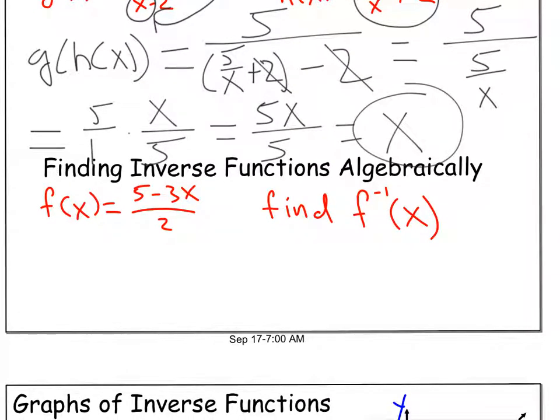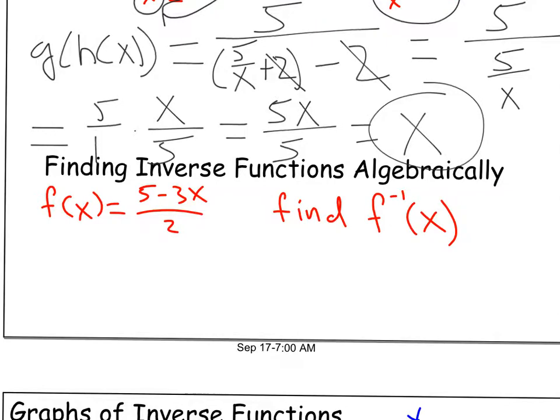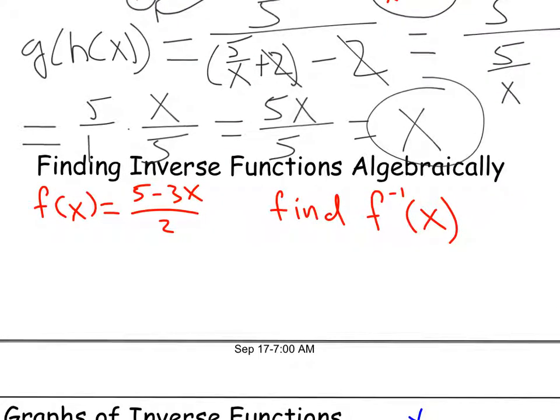Finding an inverse algebraically. Notice the instructions here are a little different, and we actually have to go about this in a very different way because this one didn't give me two functions. And if I'm going to do a composition, I need two, right? I need one function to plug into another, and here I don't have it. So this is a slightly different instruction here to find the inverse.